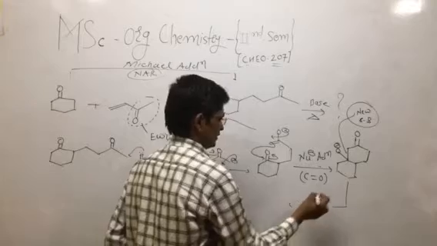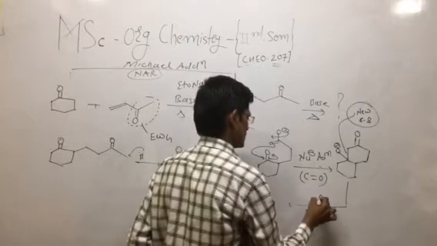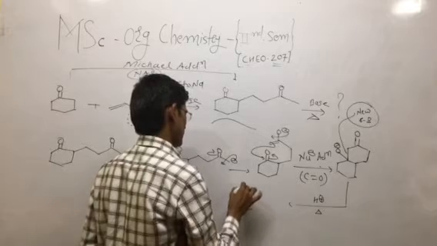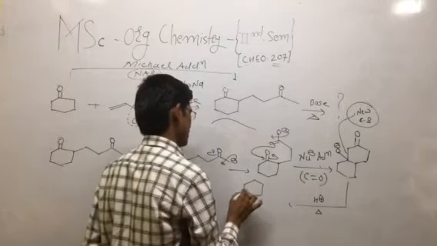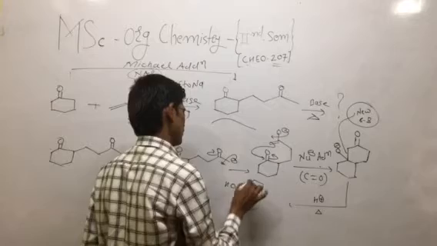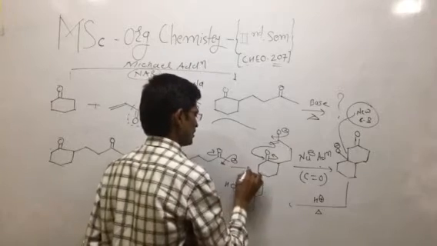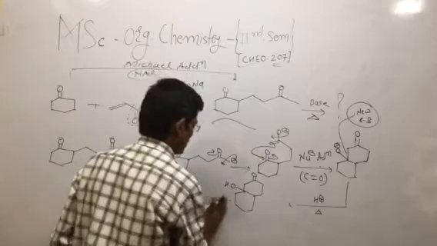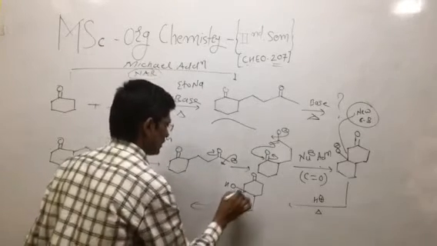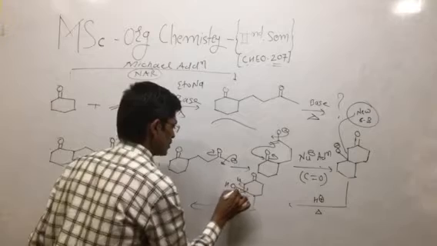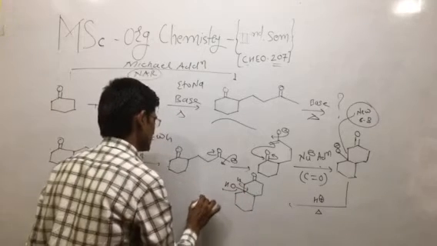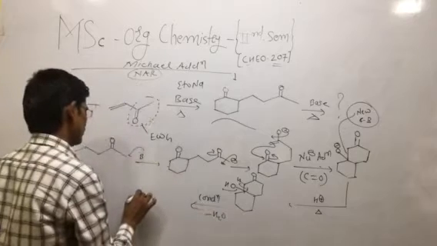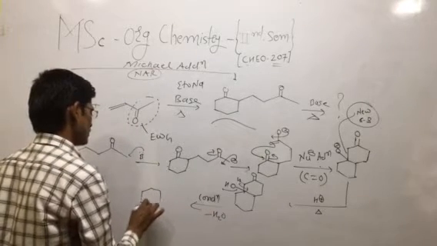Then this reacts with H plus acidic condition, and this species goes to the formation of OH, and here the carbonyl nucleus remains as it is. Then there is loss of a water molecule, which means condensation takes place, minus H2O, and the product is obtained.